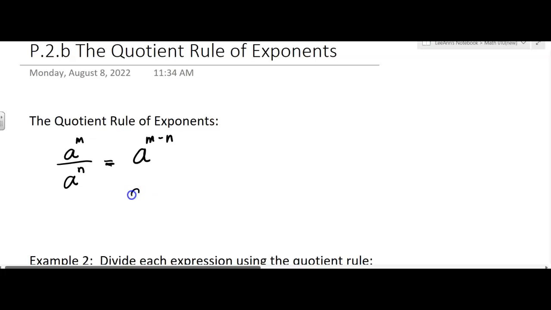And by the way, a cannot equal 0. Okay, so we'll put that in there. Remember, subtraction is not commutative, so it makes a difference what order you put it in.